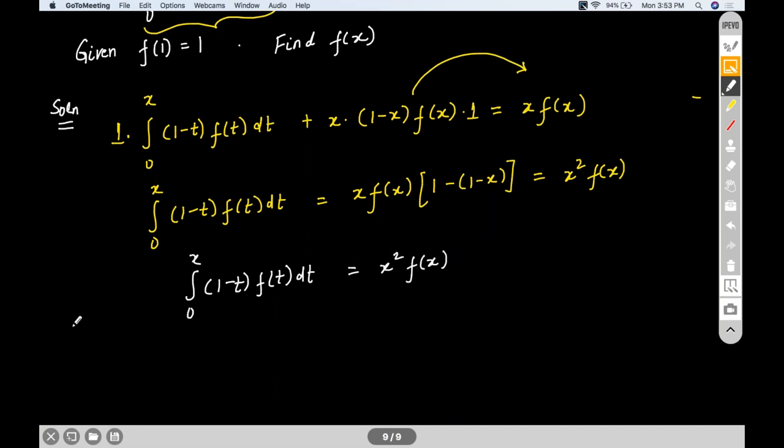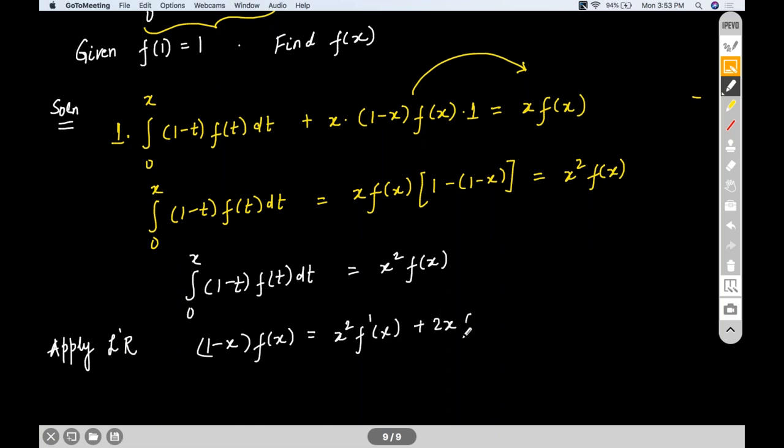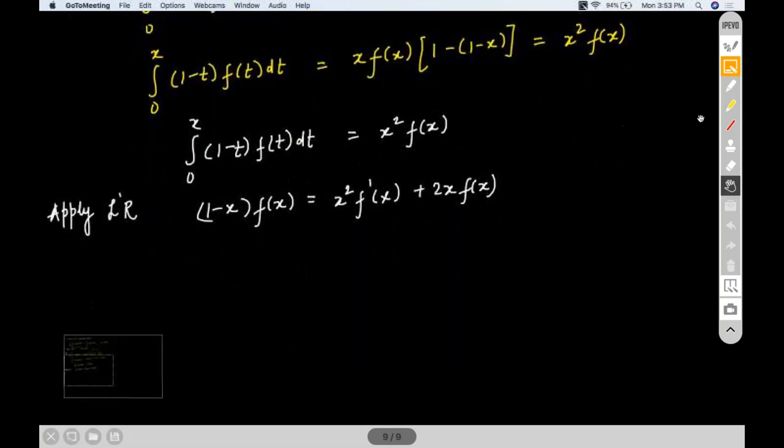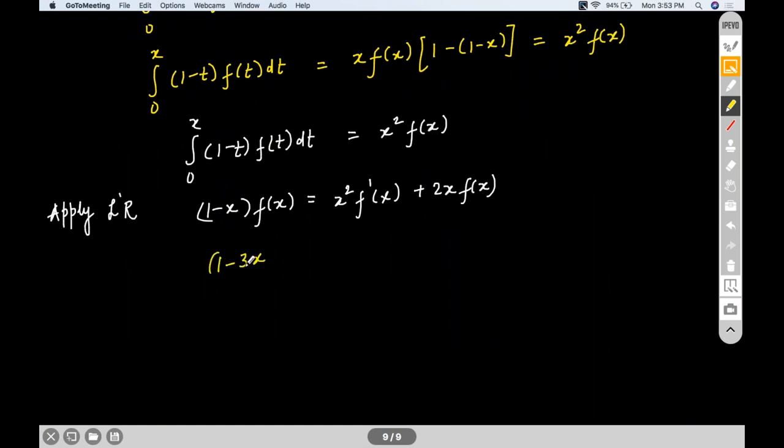Now again apply the Leibniz rule. Let's apply the Leibniz rule again. So it'll become (1 minus x) f(x). Here I will write x square f'(x) plus 2x f(x). Correct. So let's bring terms having f(x) together. So (1 minus 3x) f(x) is equal to x square f'(x).